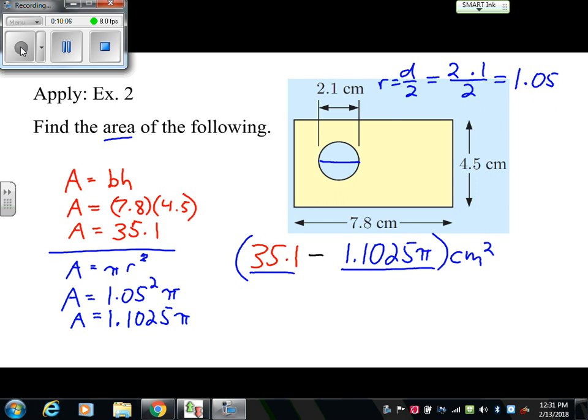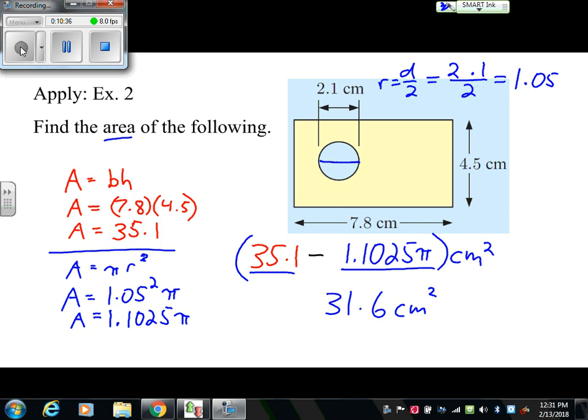Now, if I want to just get a rounded value so I have a better idea of the actual numerical quantity of area that I have, just throw it in your calculator: 35.1 minus 1.1025, and then use the pi button on your calculator so that you're not using the rounded value of 3.14, and we end up with approximately 31.6 centimeters squared.